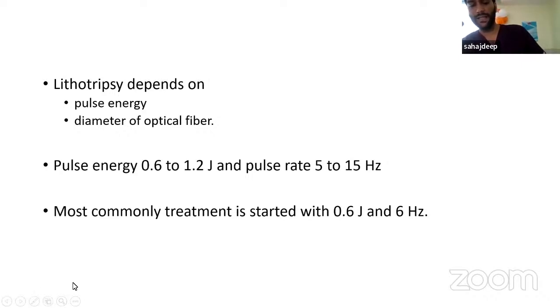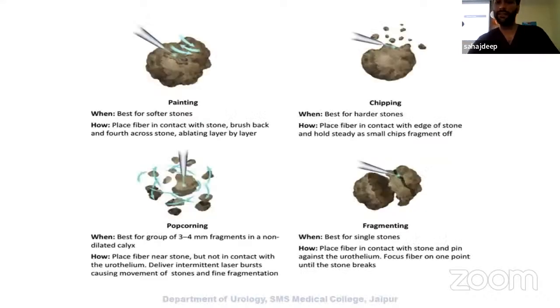Pulse energy ranges from 0.6 to 1.2 joule and pulse rate from 5 to 15 hertz. Most commonly, treatment for stone is started with settings of 0.6 joule and 6 hertz. Various techniques used for fragmenting the stone are painting, chipping, popcorning, and fragmentation.